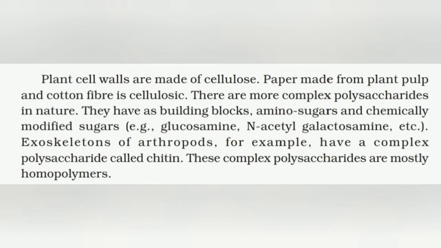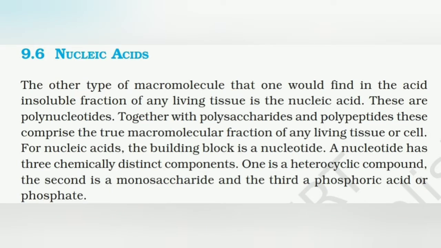There are more complex polysaccharides in nature. We have studied about them in the cell wall of bacteria. They have building blocks of amino sugars and chemically modified sugars like glucosamine and N-acetyl glucosamine. Exoskeletons of arthropods, for example, have a complex polysaccharide called chitin. This is almost a homopolymer. So majorly all the polysaccharides are homopolymers, they are made up of the same single repeated unit. Clear? It may be branched or unbranched. It may be a modified sugar instead of a simple sugar.